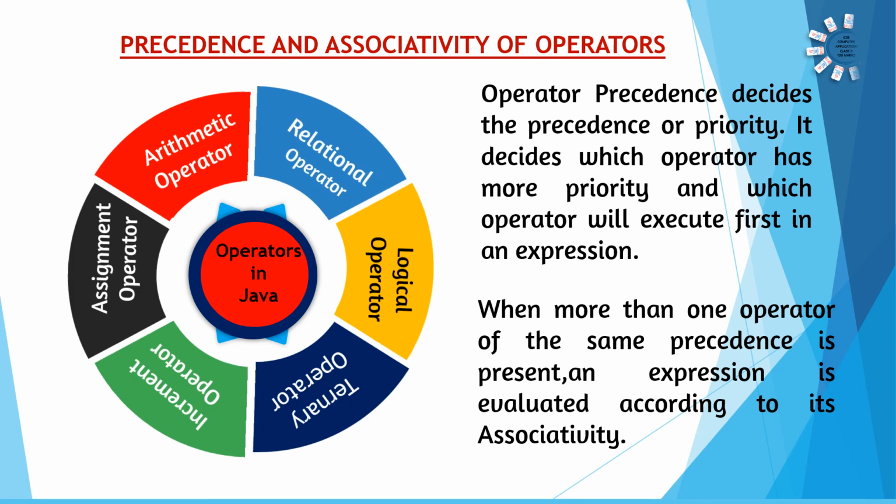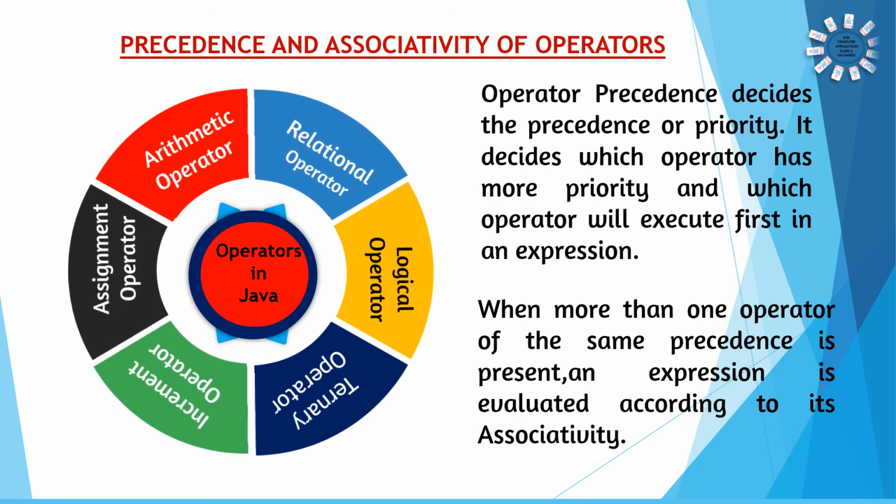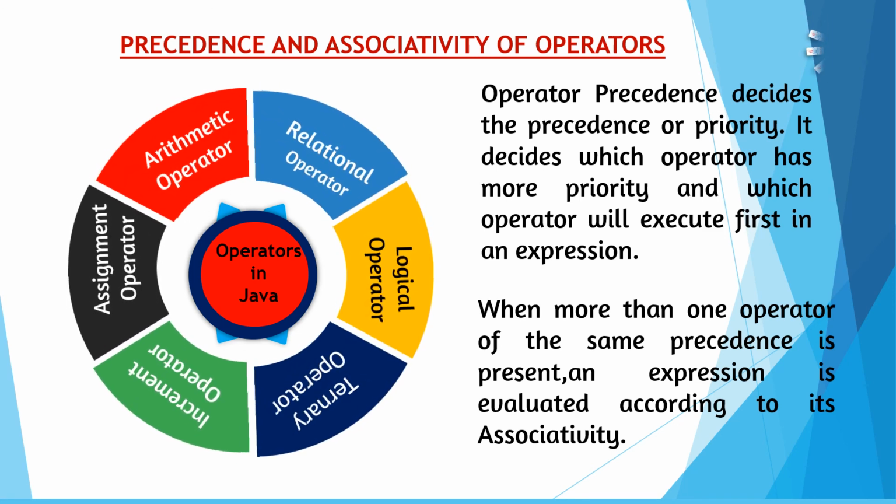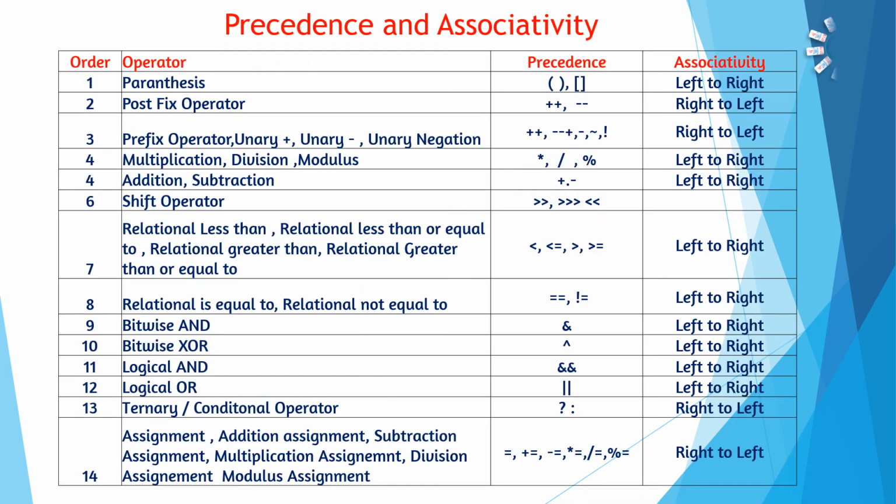So now in the end, the last topic which we are going to discuss is precedence and associativity of the operators. That means arithmetic, relational, logical, ternary, increment, assignment, all the operators we have done. So now we can see the precedence and associativity of the operators. Here the table of precedence is given.